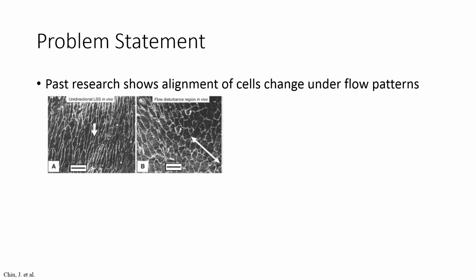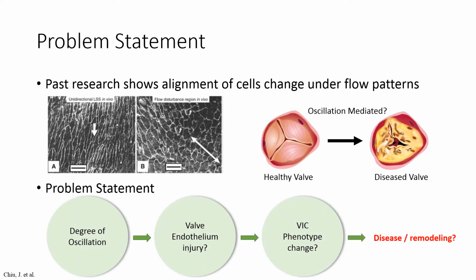The two major components of hemodynamics are wall shear stress and oscillatory shear index. Past research has shown cell alignment differences between laminar and disturbed flow. Using flow oscillations as a key regulator, we would like to further investigate the degrees of oscillatory shear and its effect on valve endothelium and changes in interstitial phenotypes that can potentially lead to disease or remodeling.